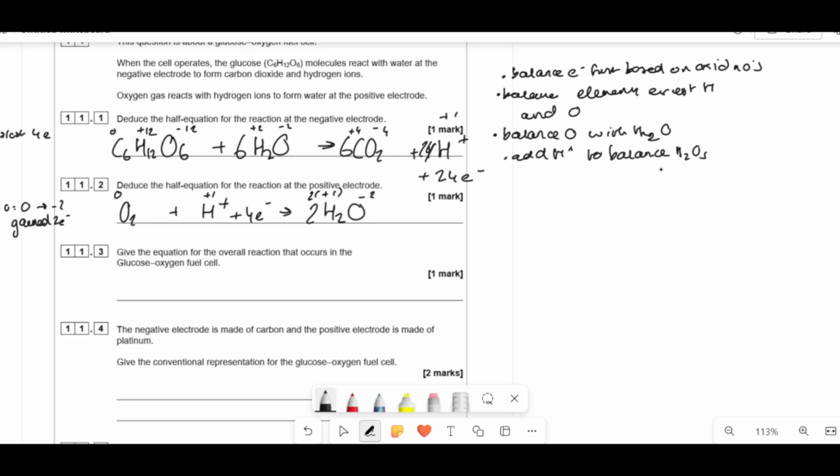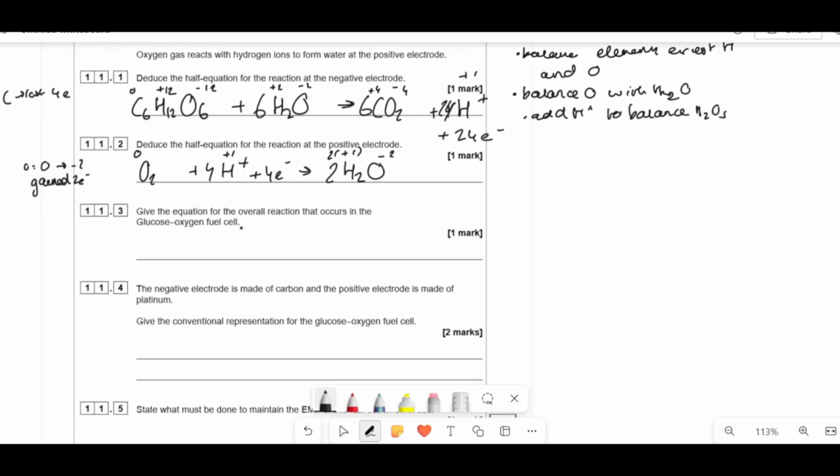And then we just add H's to balance out the H2Os. So there's 4 H's on this side, so there's got to be 4 there. And there you go. So then it says, give the equation for the overall reaction that happens in the glucose-oxygen fuel cell. So what you need to do is balance the electrons because it's on this side and this side here. So times that by 6 and you stick them together and you should get C6H12O6 plus 6O2 gives you 6CO2 plus 6H2O.